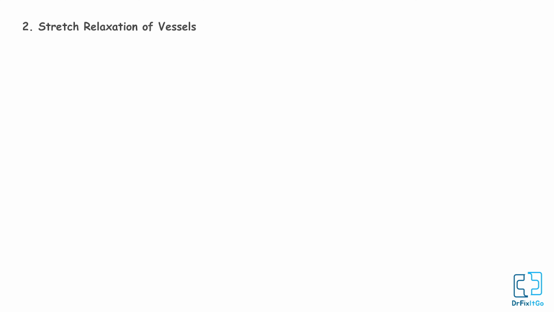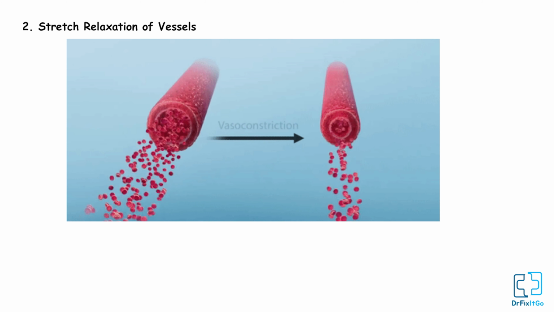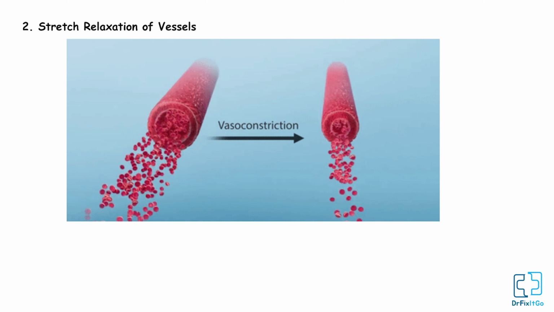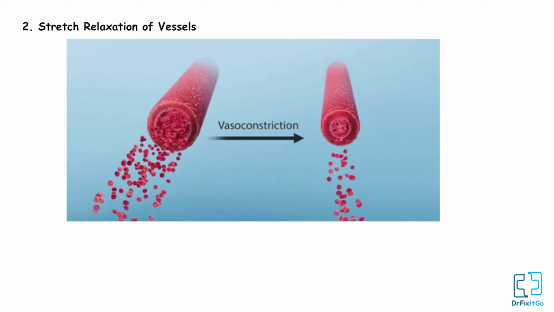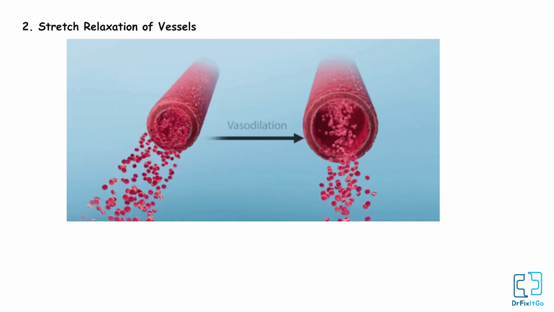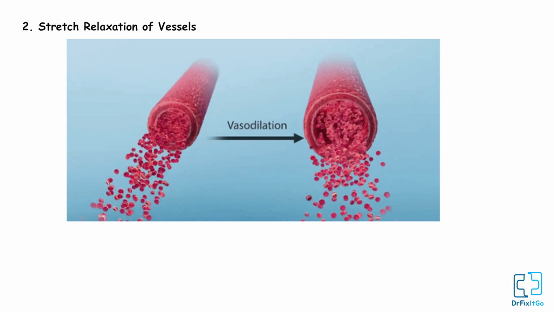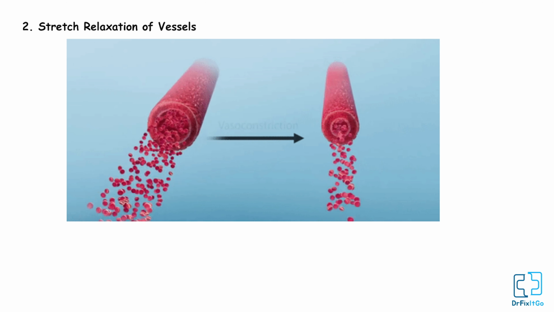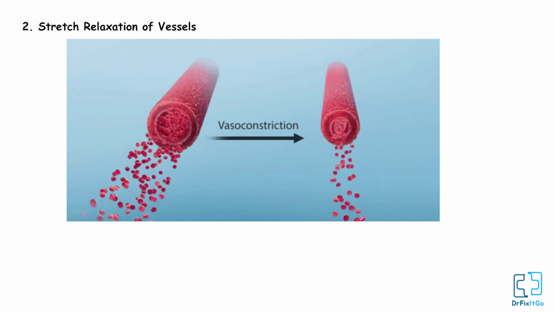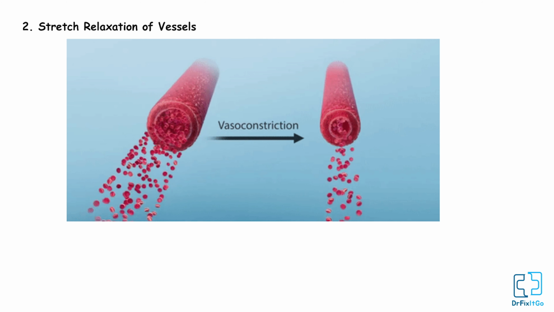Stretch relaxation of vessels. Blood vessel smooth muscle responds to changes in blood volume. When pressure in blood vessels is too high, vessels stretch more and more for minutes or hours, resulting in decreased blood pressure in vessels toward normal. The continuing stretch response of vessels can serve as an intermediate term pressure buffer.